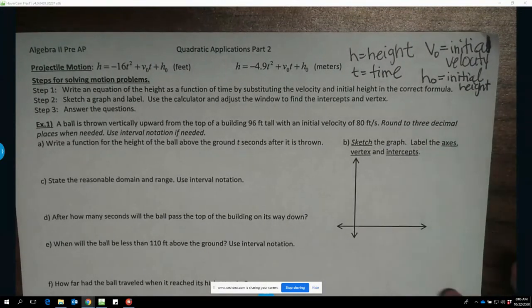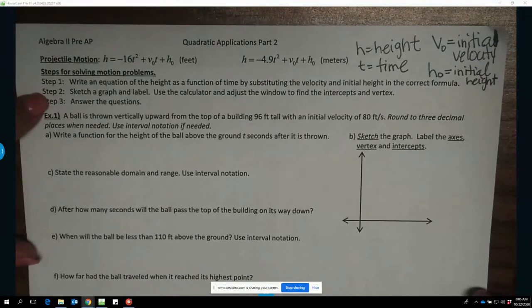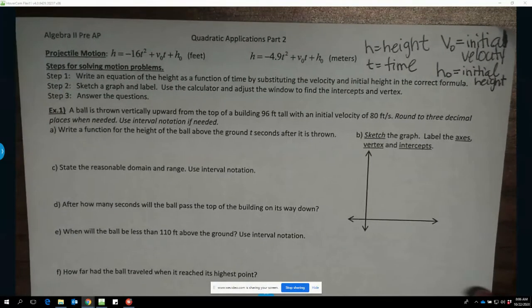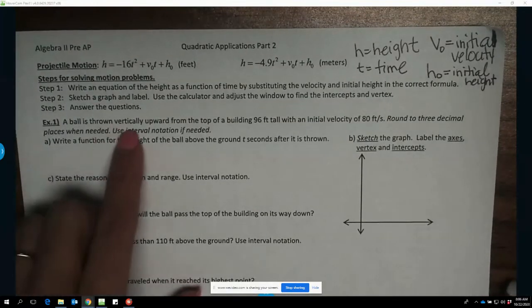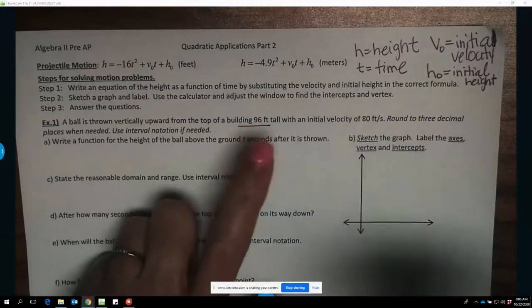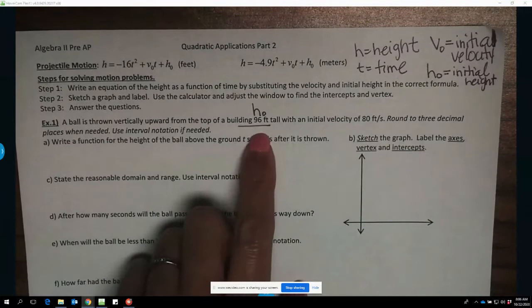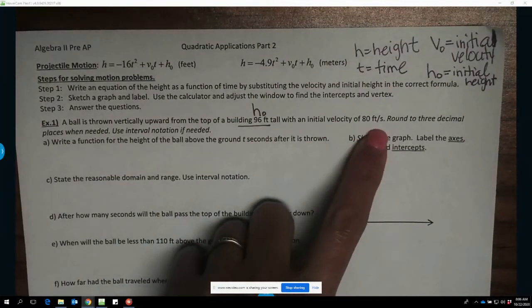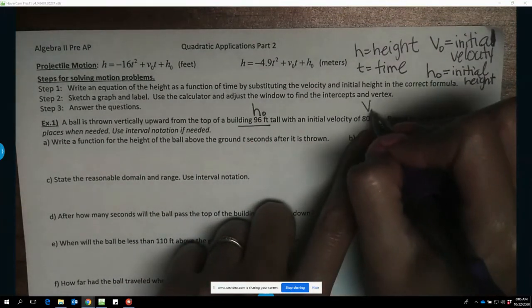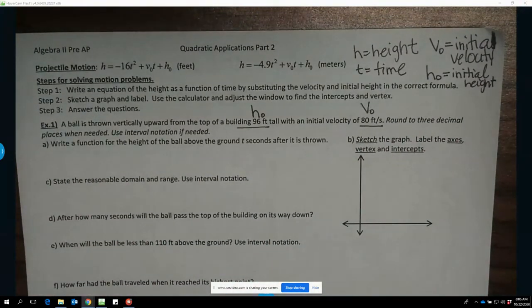Now we're going to start an example here, example 1. These are the steps that you will be using in order to solve these. Let's start reading example 1. A ball is thrown vertically upward from the top of a building. That's important, because that's going to be our initial height. It is thrown with an initial velocity of 80 feet per second. That's going to be our V0. Round to 3 decimal places when needed. Use interval notation if needed.